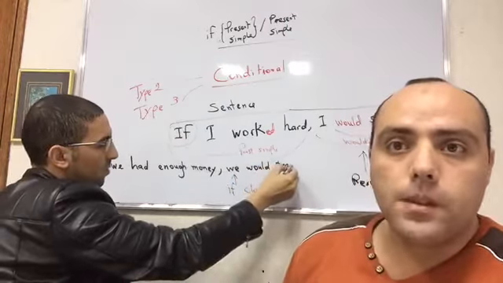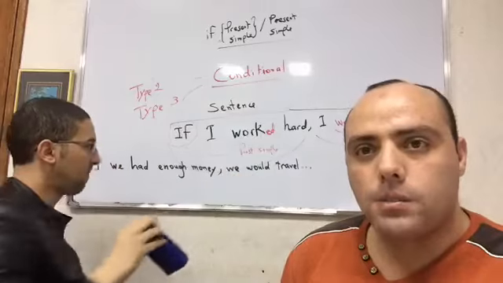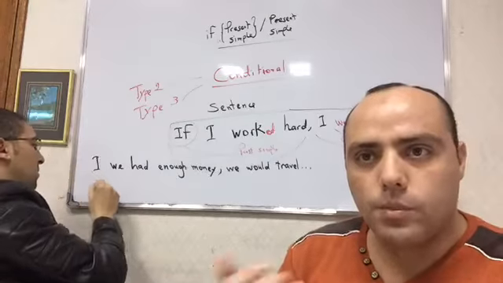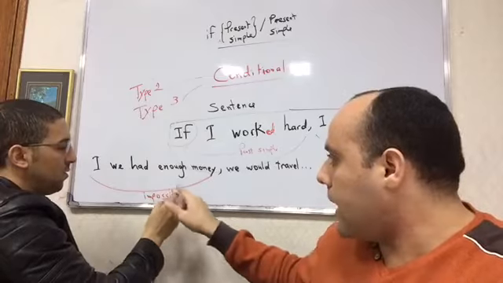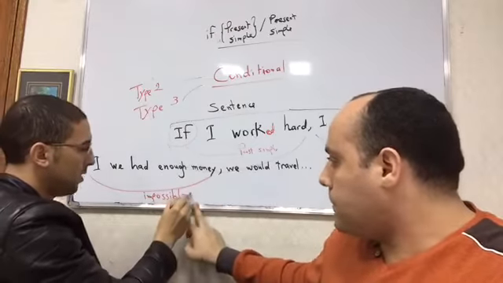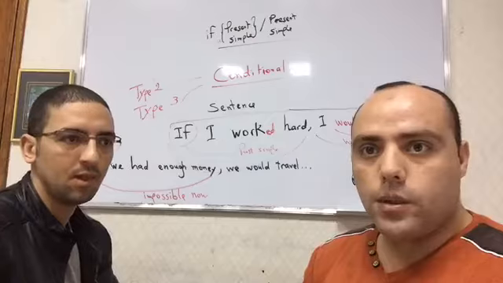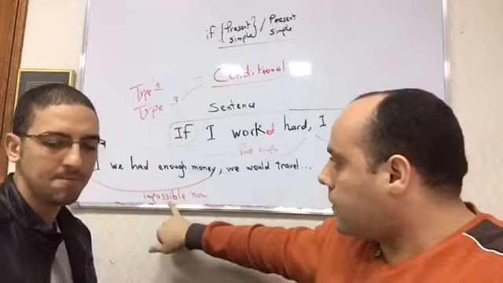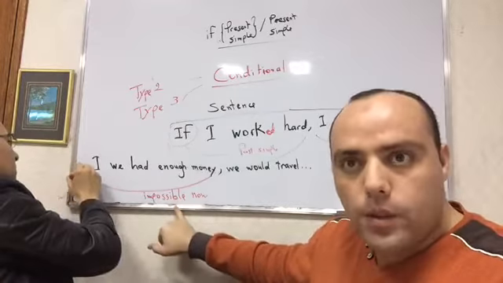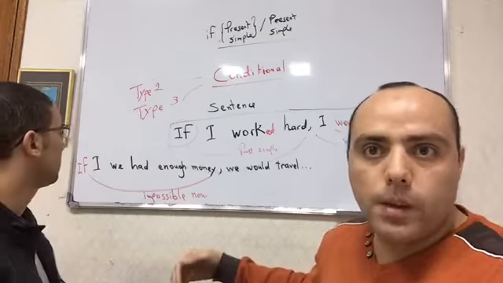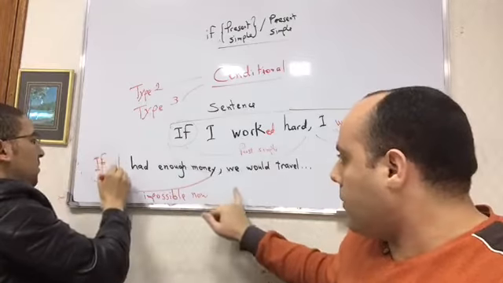So this is an example of something which is unlikely to happen. It is impossible in the present time, but maybe in the future it is going to be possible, but not easy. So for example, if we had enough money, this is impossible now, but not impossible forever. Not like the third conditional, we're going to talk about it later. Here we can use the second conditional to express something which is impossible right now, or in the near future, but in the far future it could be probable to happen.